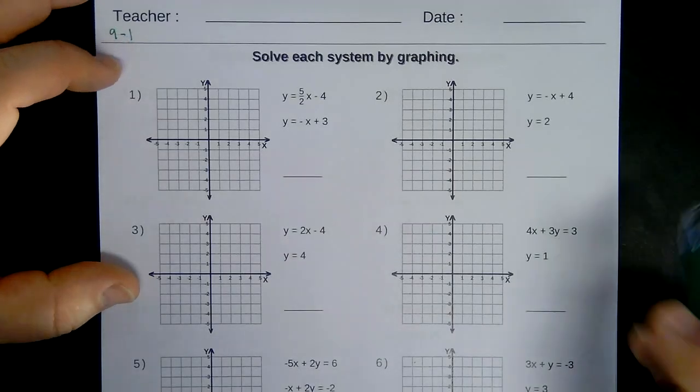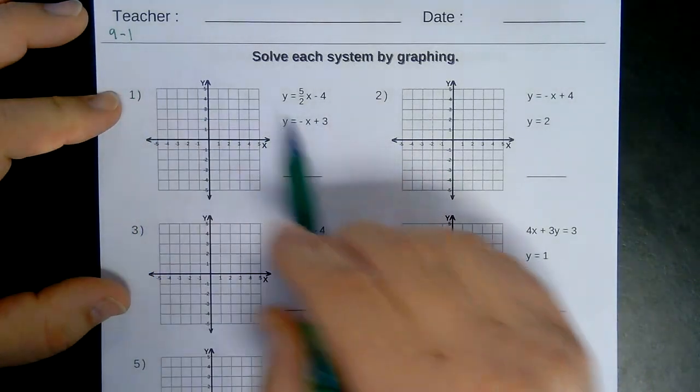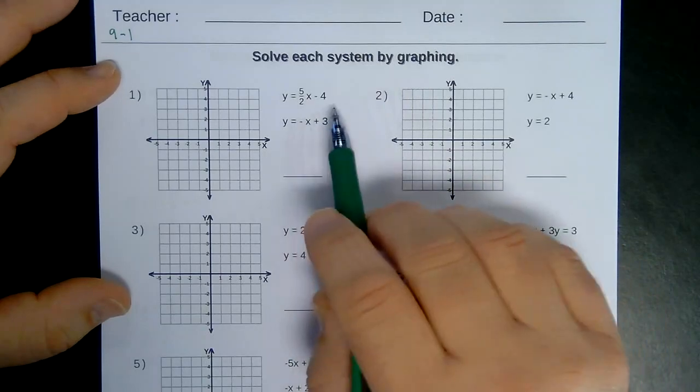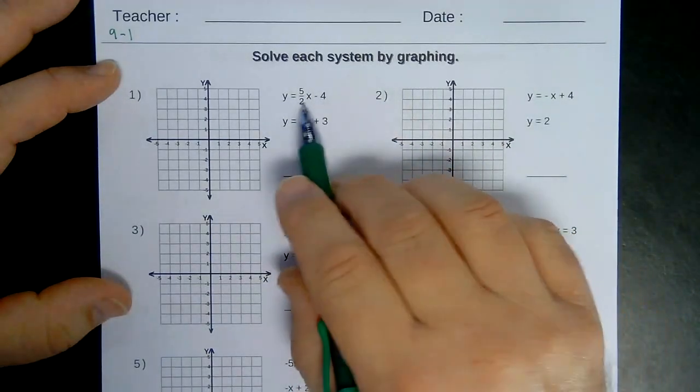Okay, good morning. This is now getting to the end, Unit 9, Section 1. We're solving a system by graphing the two equations. Okay, so I'm going to look at both these equations. I'm going to graph both of them.